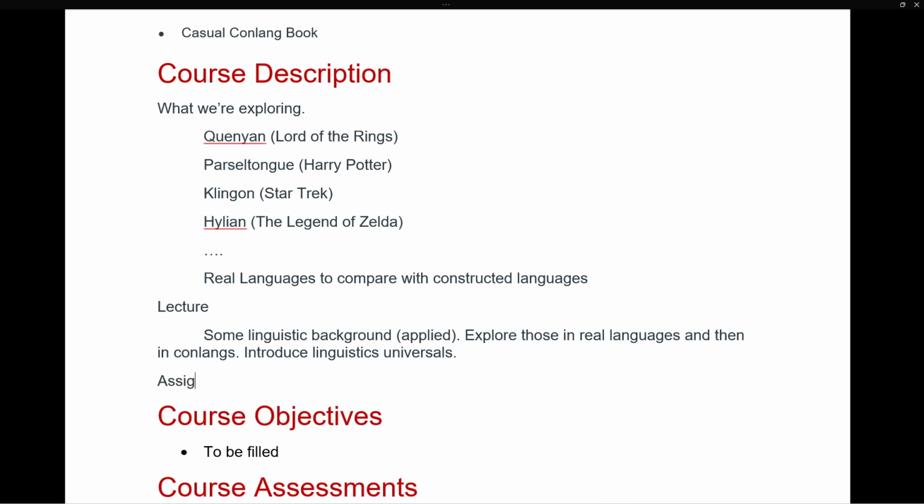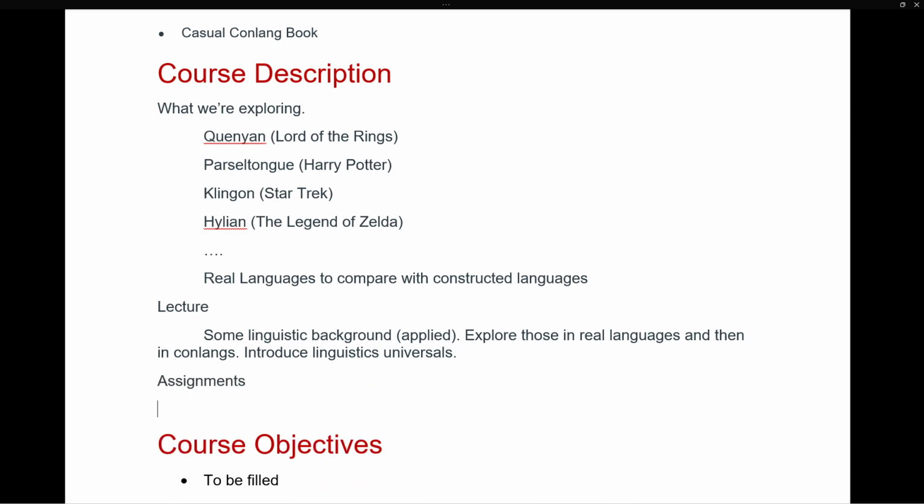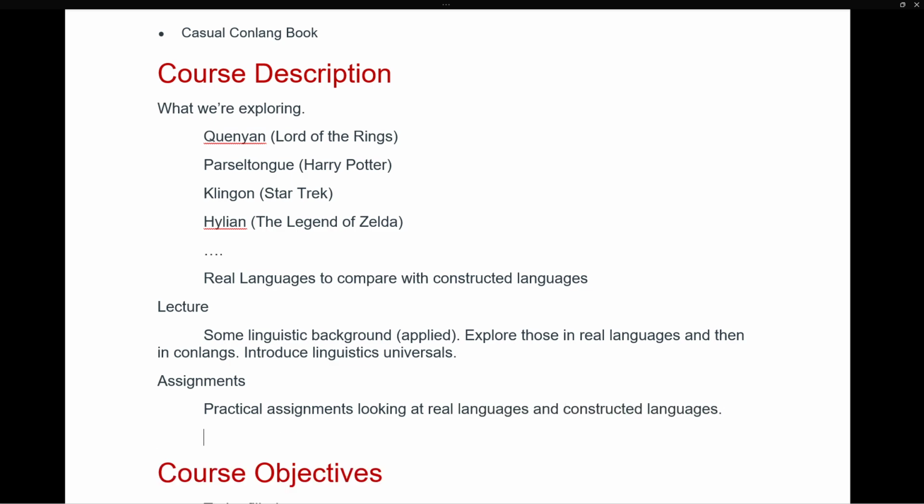What else might we be doing? So for assignments and stuff like that, well, of course, we want some sort of practical assignments looking at real languages and constructed languages. What else do we want? Well, it's a constructed language course, so create your own constructed language. That seems like a fun project, right? Of course, this needs to be written up in more detail, but this is just an outline here.